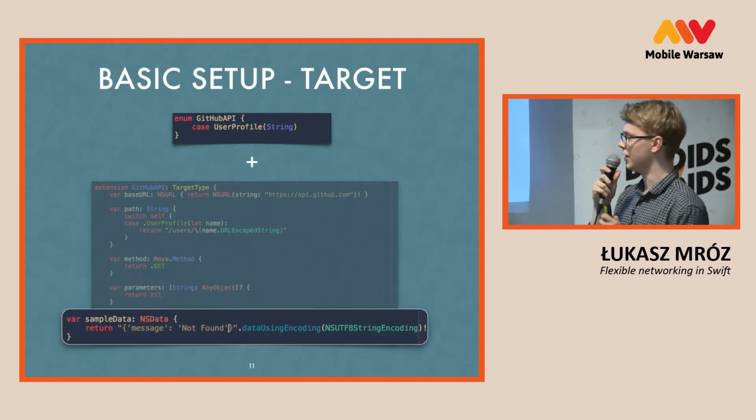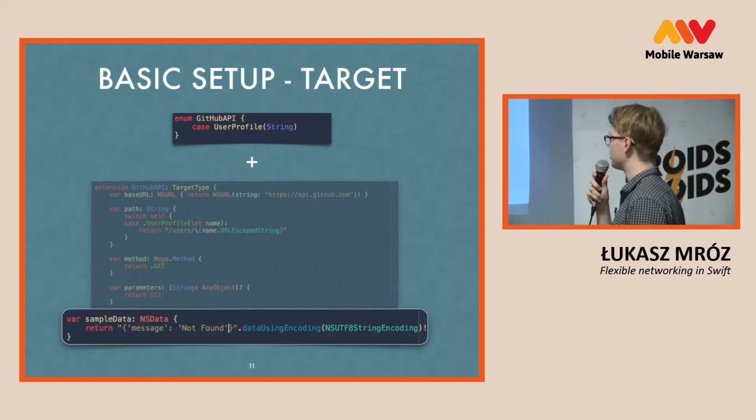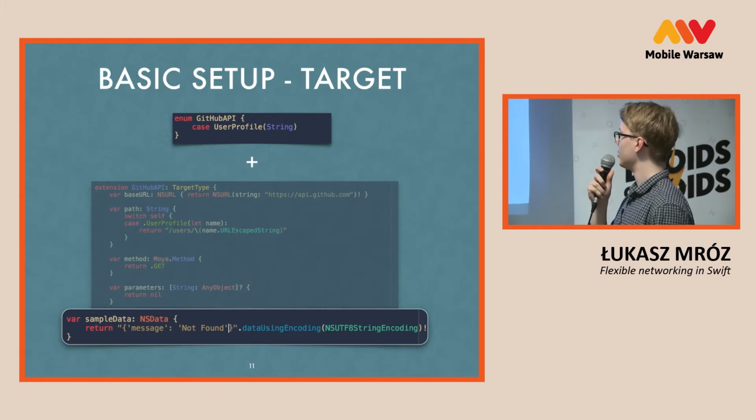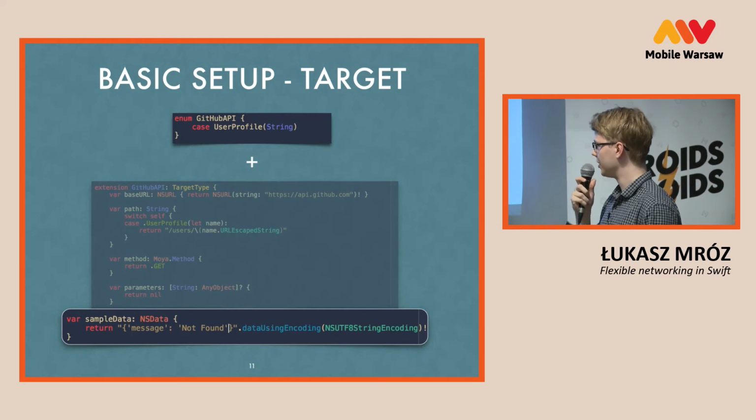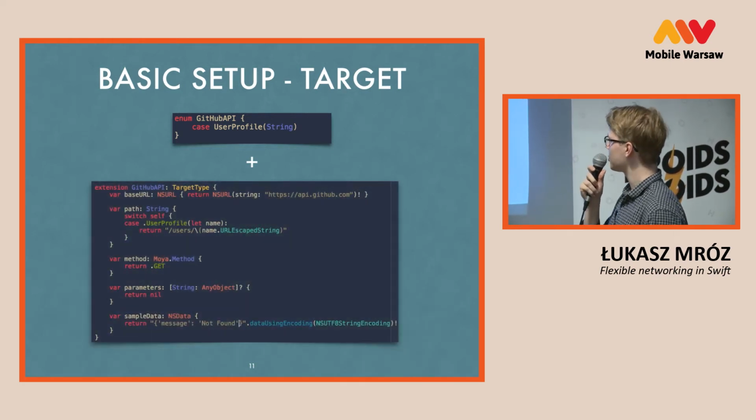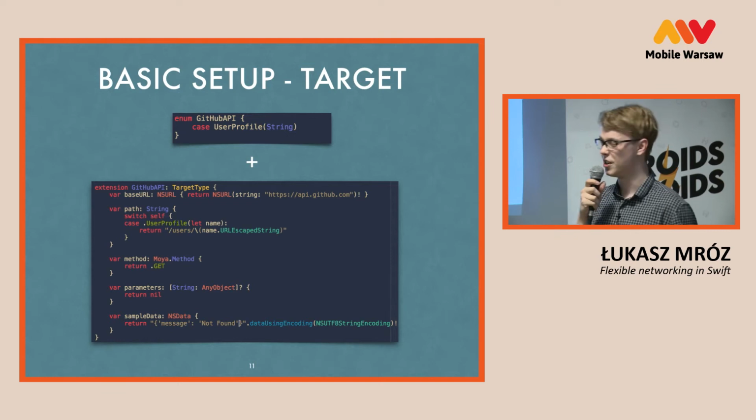And we have the sample data, which I was talking about. This is not only for testing, this is just a stubbed response from the network. If you want to use stubs, it will get the data from here, not from the network. So more about it in the next slide as well. So this is the basic setup, but how do we really perform a request here?